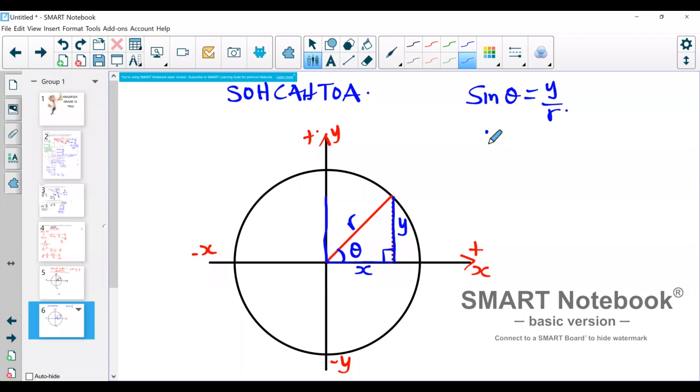What is cos? Adjacent over hypotenuse. Okay, let me do this so that it's easy for us to see. This is opposite, this is adjacent, and that's hypotenuse. Does that make sense? So what is cos theta? Cos theta is adjacent over hypotenuse. My adjacent is X over R. What about tan? Opposite over adjacent, which is Y over X. Everybody okay?